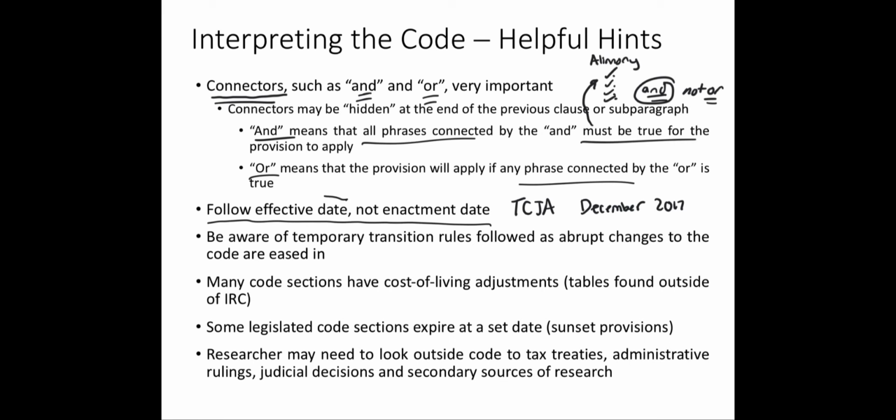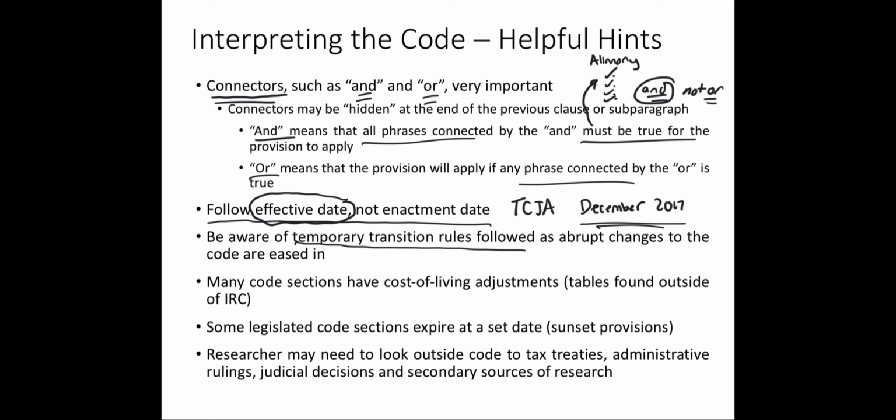So we follow the effective date of a provision, not the enactment date. We don't say, oh, as of that date when it was enacted, everything is true. No, that's not how it works. It's the effective date. Be aware of temporary transition rules, followed by an abrupt change to the code, okay, if they're eased in. And again, Tax Cuts and Jobs Act had this as well because there were different phase outs that happened over time, like the alternative minimum tax credit that goes along with that. It was basically being phased out over time.